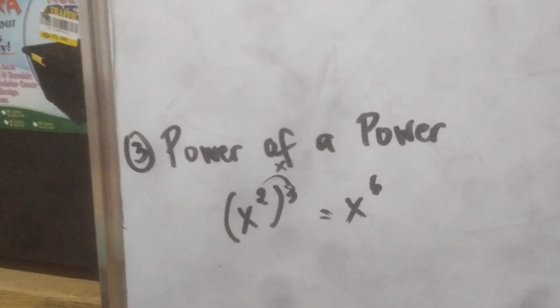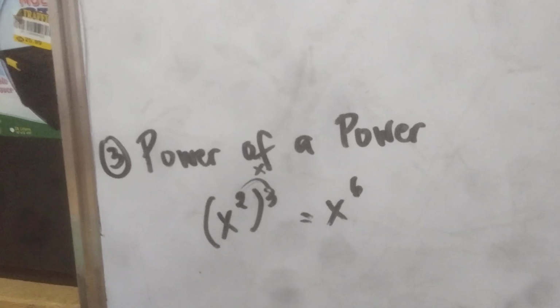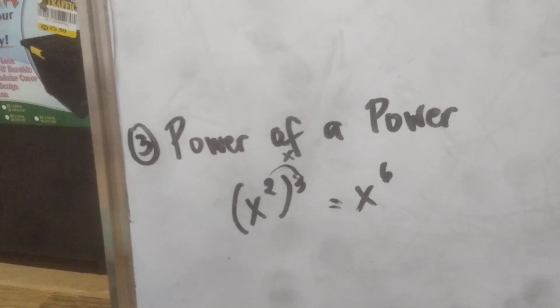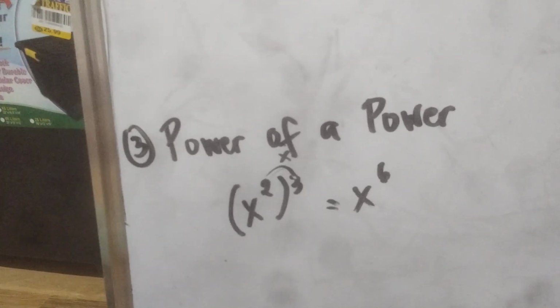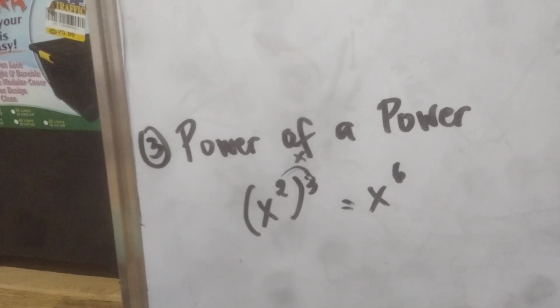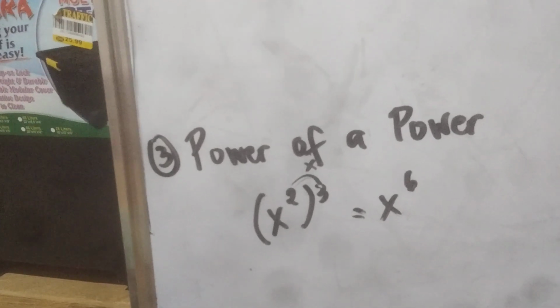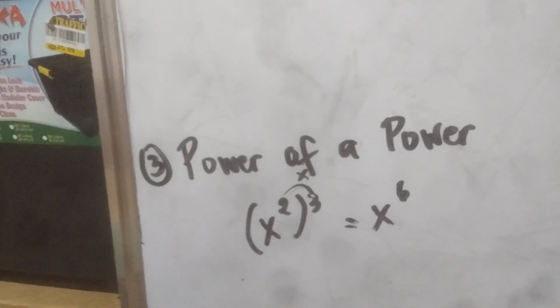For the third one, we call this power of a power. So we have quantity x squared raised to 3. Notice that we have two exponents, 2 and 3. So we just multiply, we get x raised to 6.